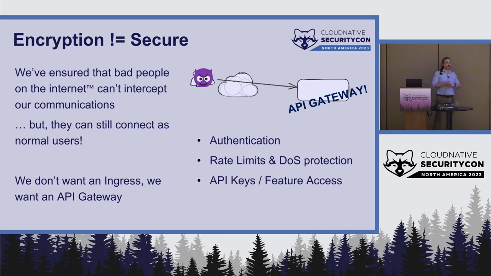Great. So we've encrypted the traffic over the internet. Now we're secure, we're safe. All the bad guys can connect to us through TLS, and nobody on the internet can sniff the bad traffic they send us. Oh, well, we maybe need something like an API gateway to enforce things like rate limits, maybe API keys, and some form of authentication. So we don't just want an ingress, we want something that has these capabilities. Some of the ingresses out there do have these capabilities, some of them up to a certain point, and sometimes you need to go beyond that and you actually want an API gateway and not just an ingress or a service mesh.